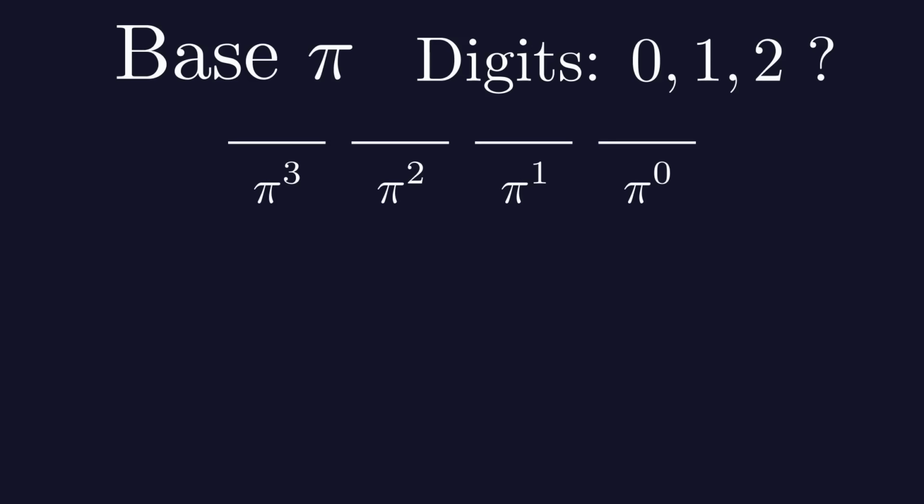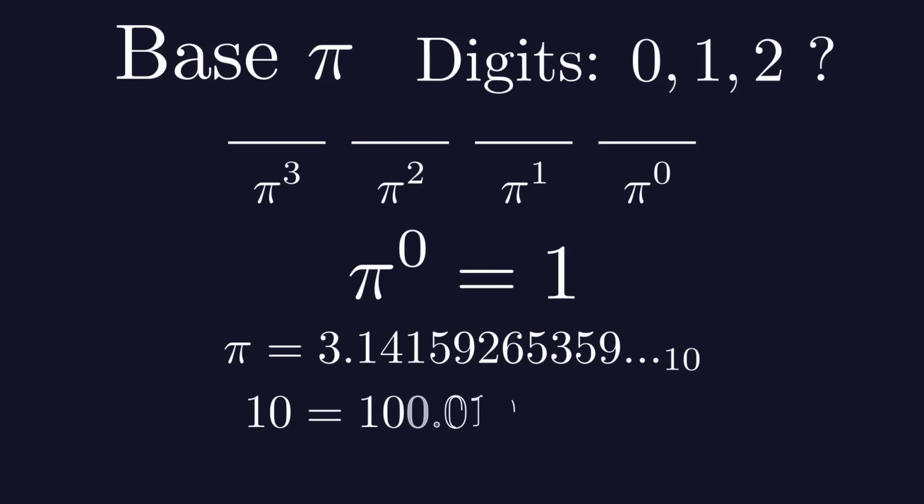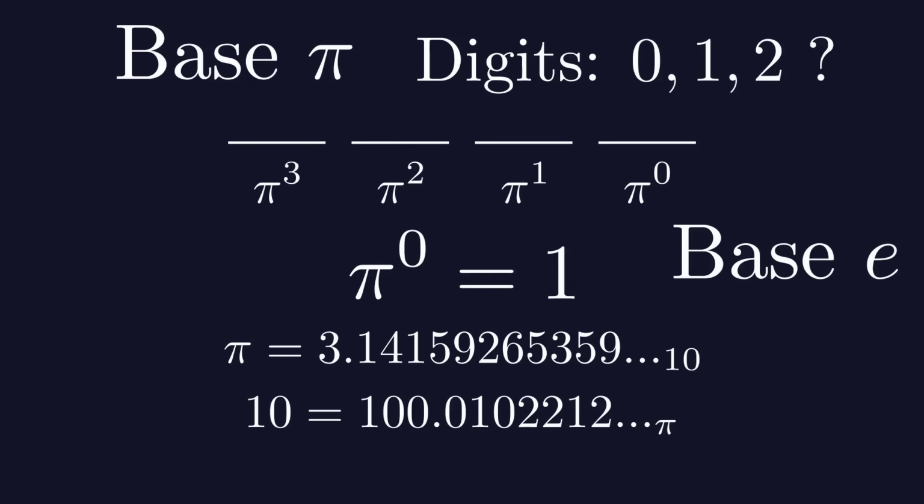But then, the only integers we would be able to express in this base would be 0, 1 and 2, because only pi to the power of 0 gives us an integer. Just as pi in base 10 has an infinite decimal representation, 10 in base pi would also be infinite, as would all other integers. So theoretically it is possible to create base pi, but it doesn't work as well as algebraic number bases. The same is true for the number e, which is also transcendental.